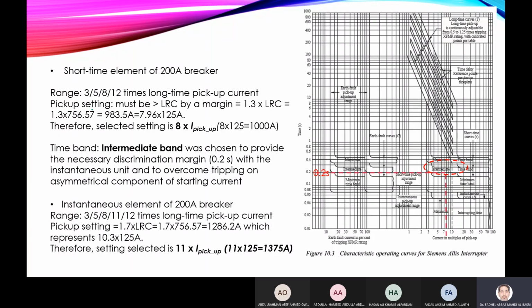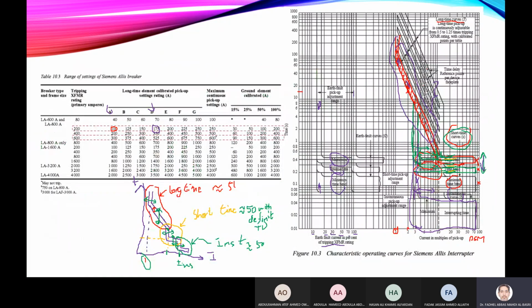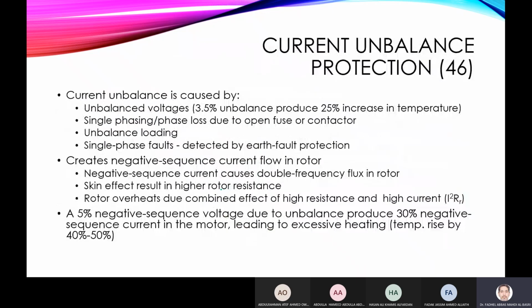So I have to set the pickup setting greater than the locked rotor current by a margin, and it has to have a time delay. When you look at the curve here, I want to choose this setting higher than the locked rotor current. This is because this is an instantaneous element, which provides short circuit protection, as I mentioned here.